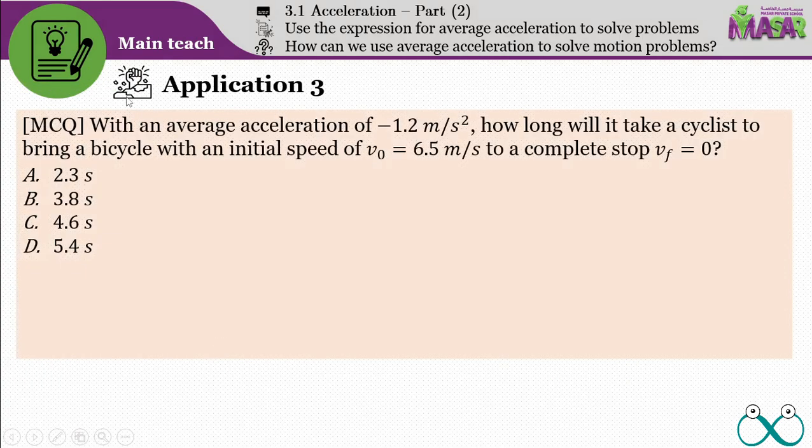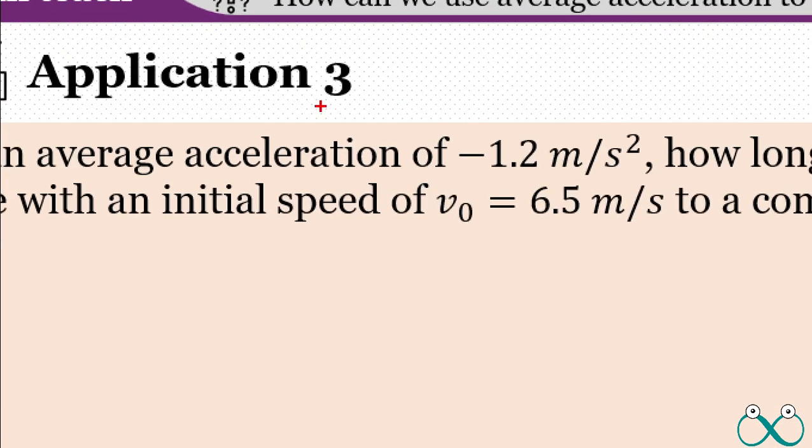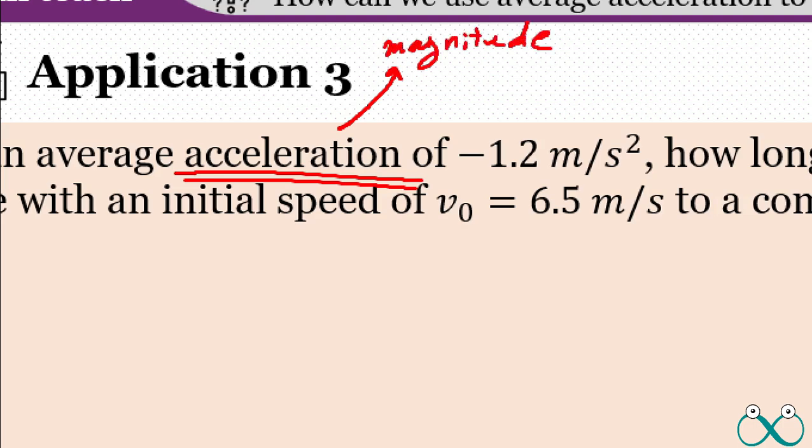Application 3: with an average acceleration of minus 1.2 meter per second squared. Here they told us that this is the acceleration. Now we know the acceleration includes information about magnitude and direction.